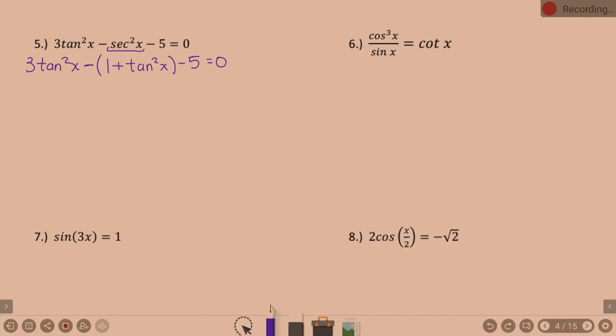So what does that really mean? Both of those items are going to be subtracted or minuses, right? So I'm going to write it without the parentheses. 3 tan squared x minus 1 minus tan squared x minus 5 equals 0.